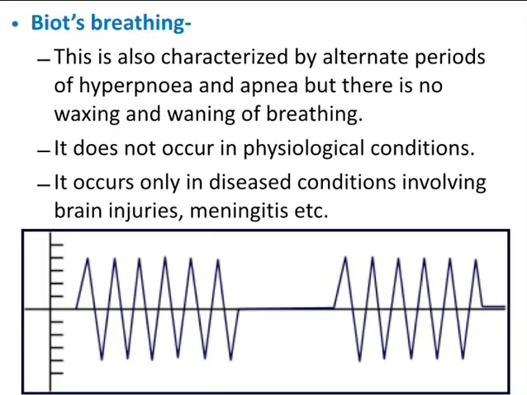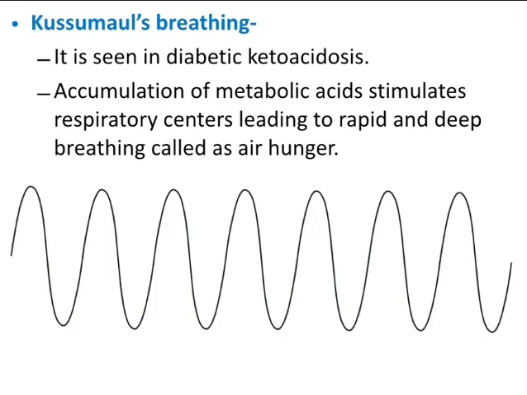Next is Biot's breathing. It is also characterized by alternate periods of hyperapnea and apnea. But the difference between Cheyne-Stokes breathing and Biot's breathing is that over here there is no waxing and waning of breathing, and it does not occur in physiological conditions. It occurs only in disease conditions that involve brain injuries or meningitis and some other conditions. Next is Kussmaul's breathing. It is usually seen in diabetic ketoacidosis. Accumulation of metabolic acids stimulates the respiratory center, which leads to rapid and deep breathing known as air hunger.